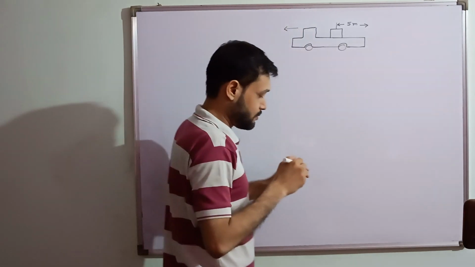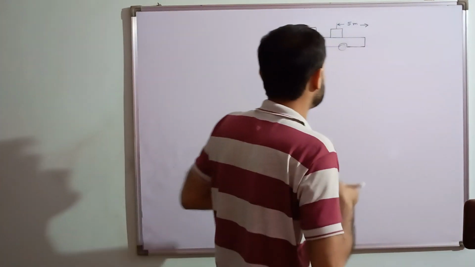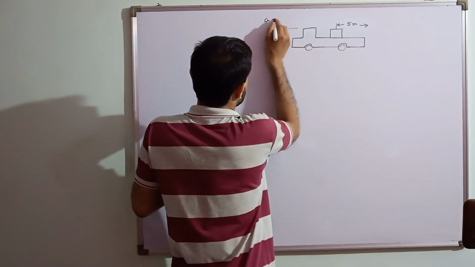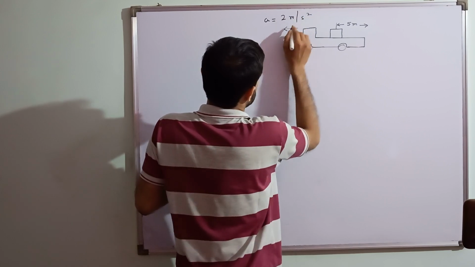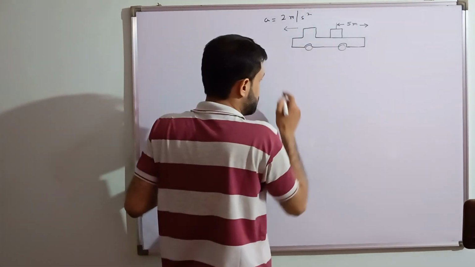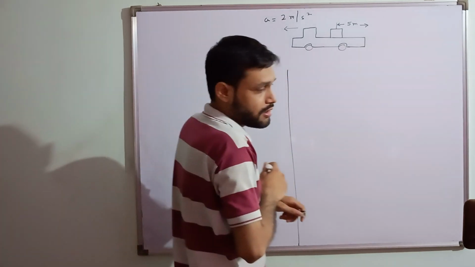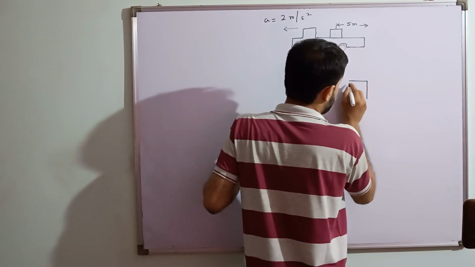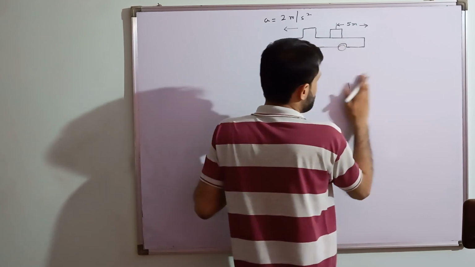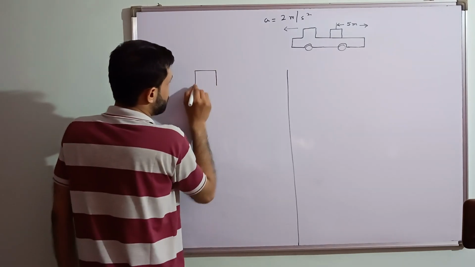So let's see what we are going to get. Now the acceleration is equal to 2 meter per second square. This is the acceleration of the block, in the non-inertial frame. Now what happens? Draw all the forces on this block. Let's say I am drawing the block over here. It will be better. The block is over here.